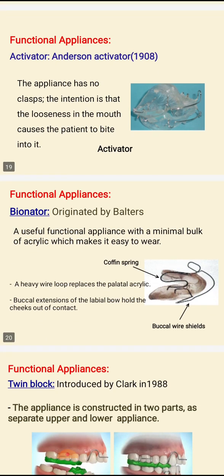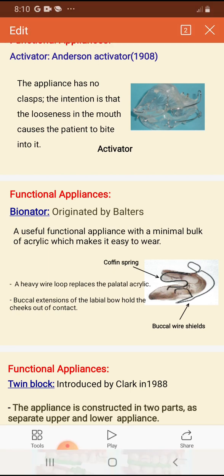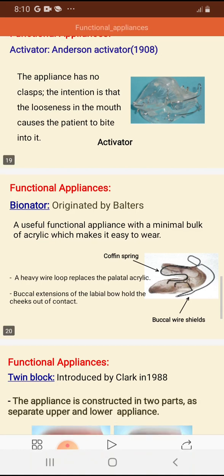The other type of functional appliance is the bionator. The bionator can be described as a cut down activator. Its main advantage is that it has a minimal bulk of acrylic, which makes it easy to wear. You notice that the part of the acrylic in the palate is removed, so the acrylic is cut down.